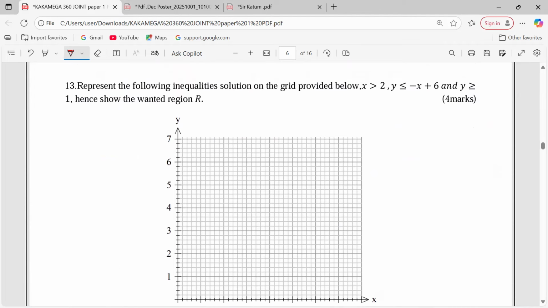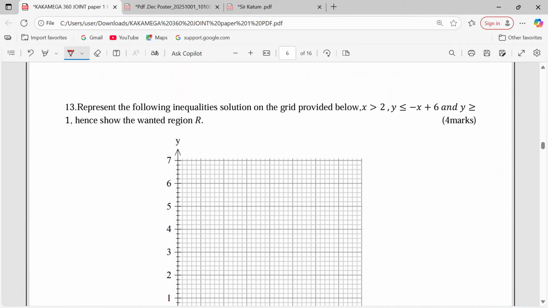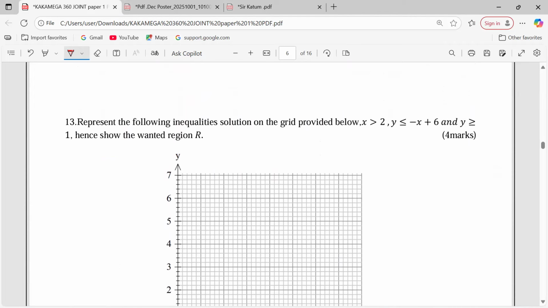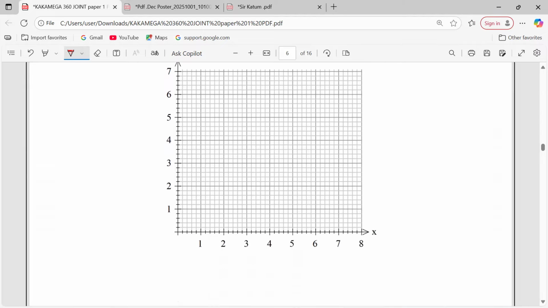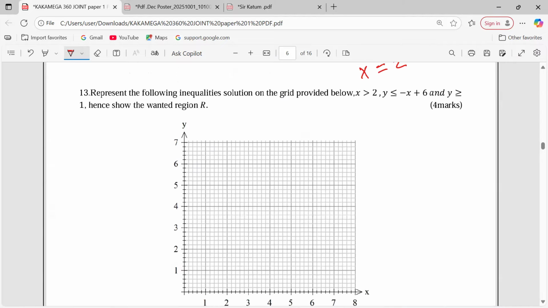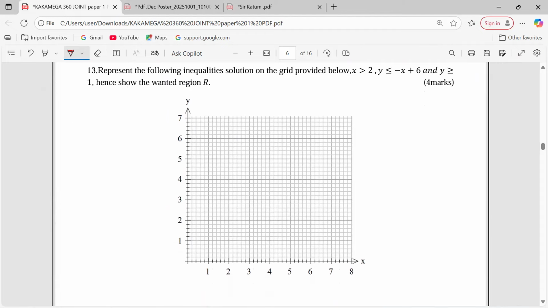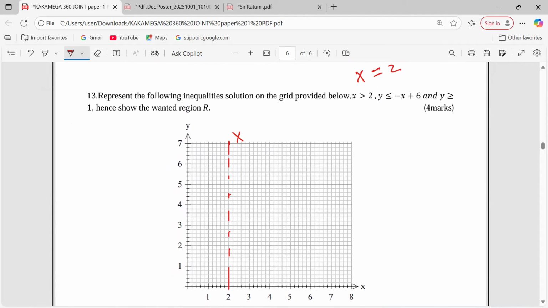Number 13, represent the following inequalities on the grid. So to represent on the grid, we have to treat them as lines. X greater than 2 becomes x equals to 2. Then we just draw that line. At x equals to 2, we raise a perpendicular line. Remember, the inequality is strictly greater than, so we use a dotted line for that matter. Yes, a dotted line like that. This is x equals to 2.